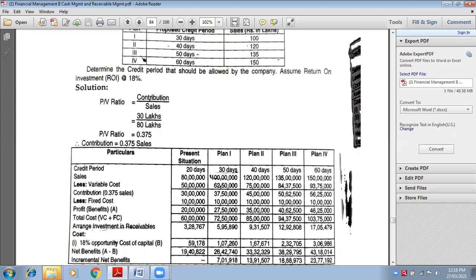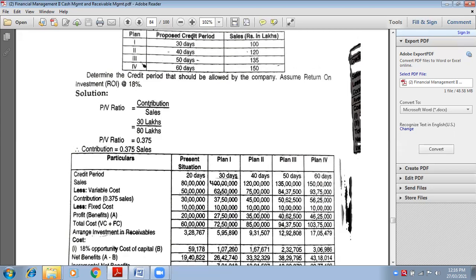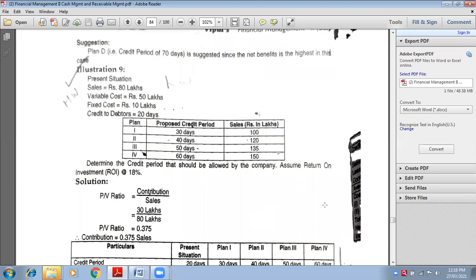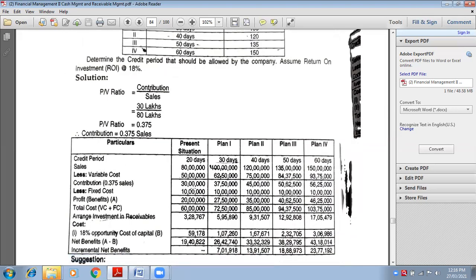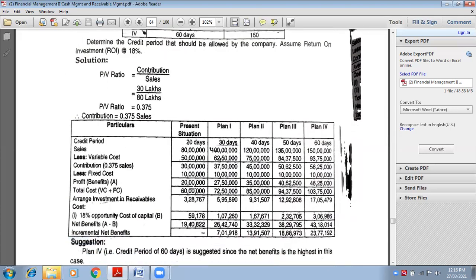Okay, so tell me first, total cost is variable cost plus fixed cost. In the present situation, what is total cost? 60 lakhs. 60 lakhs into 20 days divided by 365 days, because 360 is nowhere disclosed in the question. Therefore, you will take 365 days in a year. So 60 lakhs into 20 divided by 365. What will be your answer?